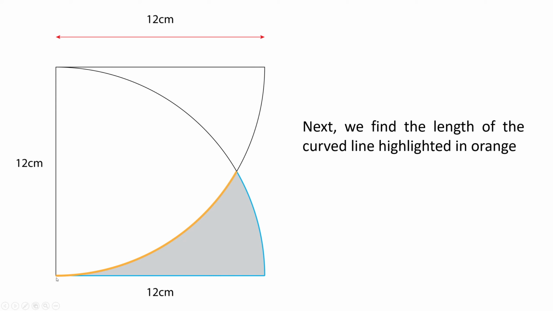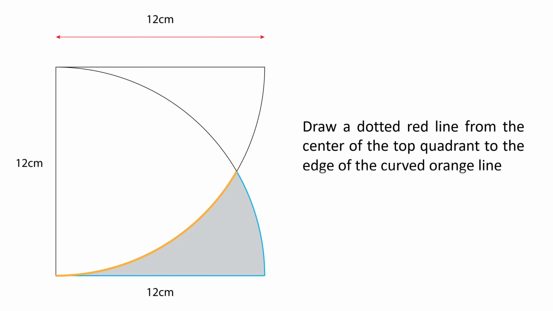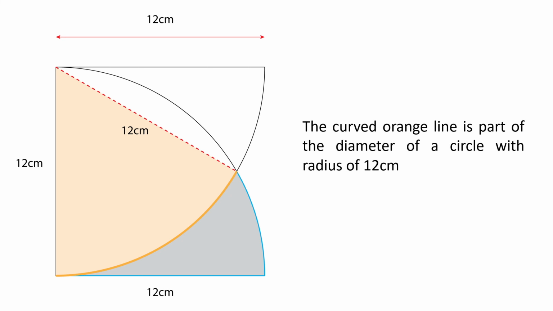Next, we find the length of the curved line highlighted in orange. Draw a dotted red line from the center of the top quadrant to the edge of the curved orange line. The curved orange line is part of the circumference of a circle with radius of 12 cm.